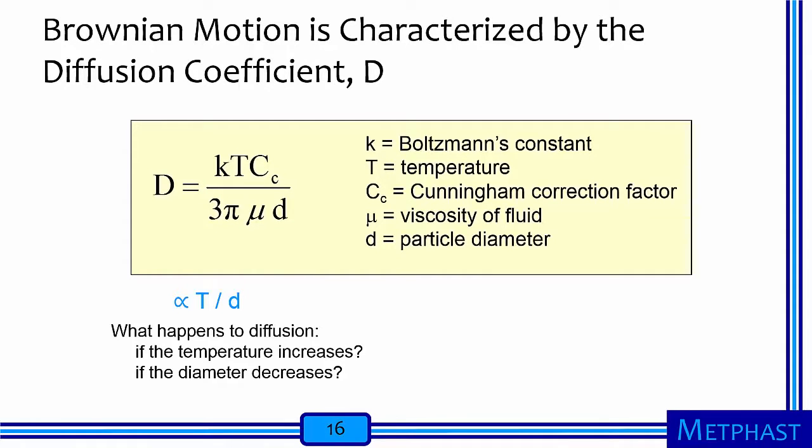Brownian motion is characterized by the diffusion coefficient, capital D. Shown in the equation in the yellow box, the diffusion coefficient is directly proportional to the fluid temperature and inversely proportional to particle diameter. So if the temperature increases, gas molecules move faster and the diffusion coefficient becomes larger and the particle will jitter more. Unlike other forces that we have seen so far, Brownian motion is inversely proportional to particle diameter. Thus, this equation tells us that smaller particles will jitter more due to Brownian motion than larger ones.